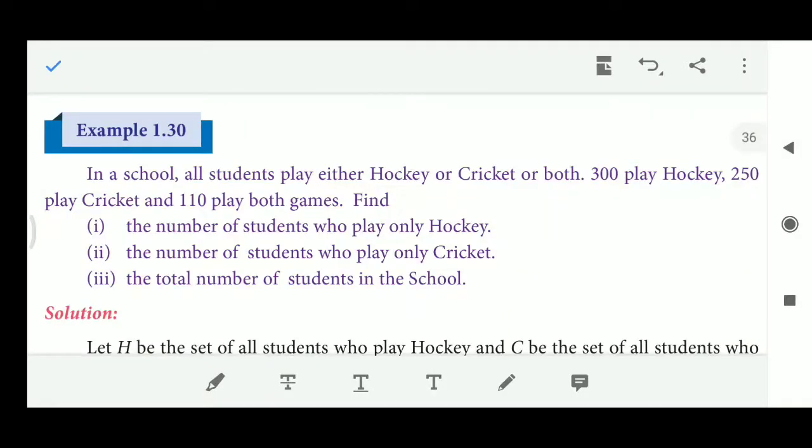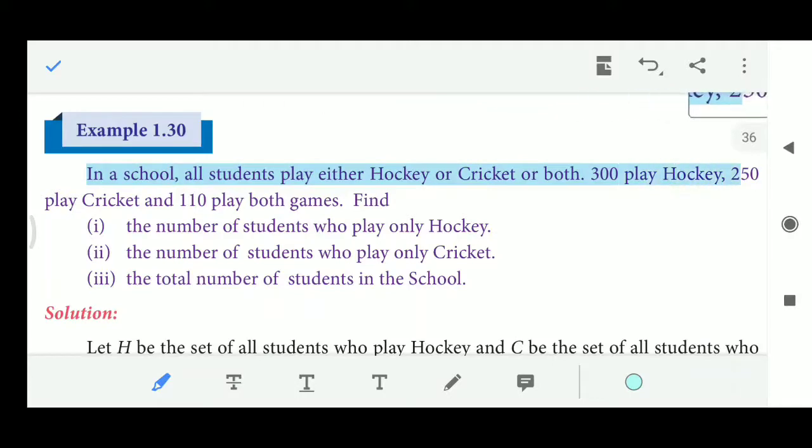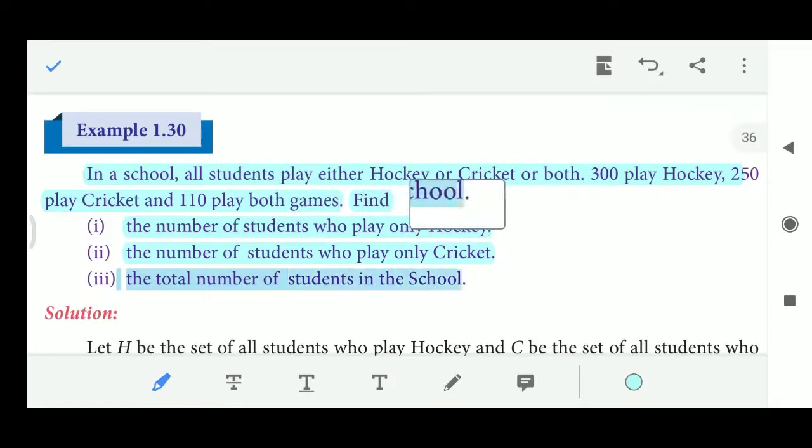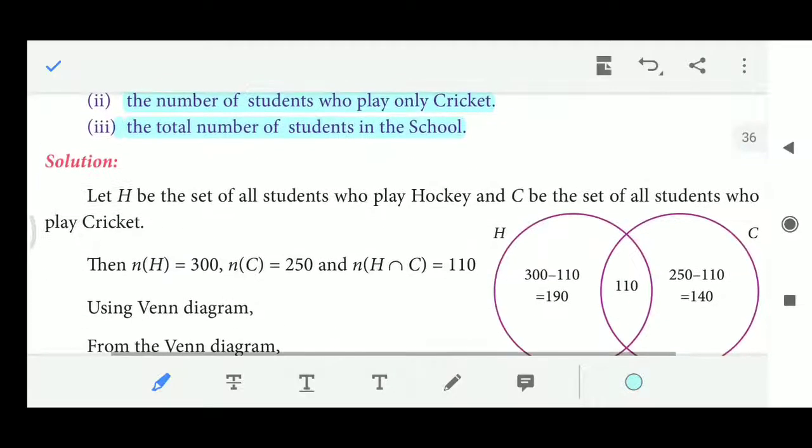Now we will see example 1.30. In a school, all students play either hockey or cricket or both. 300 play hockey, 250 play cricket and 110 play both games. Find first, the number of students who play only hockey, second, the number of students who play only cricket, third, the number of students in the school. Okay, now we will go for the answer.